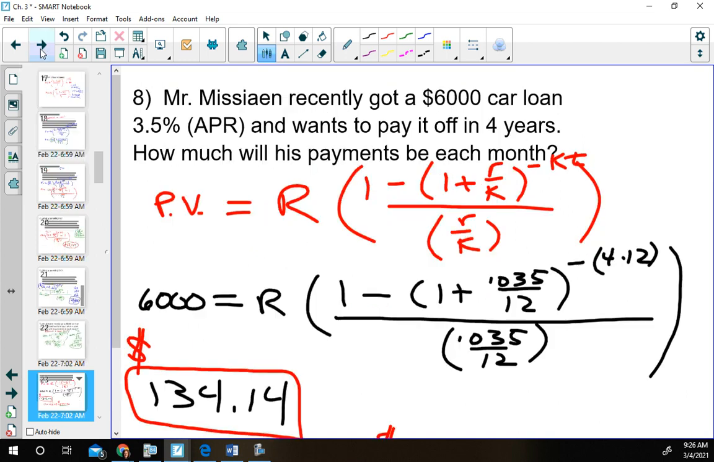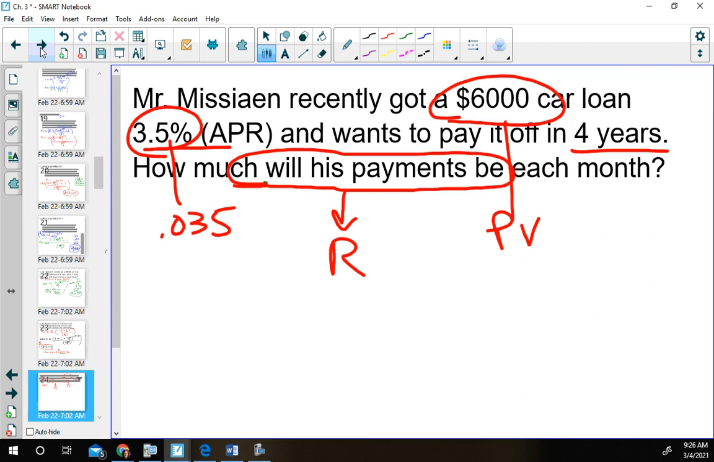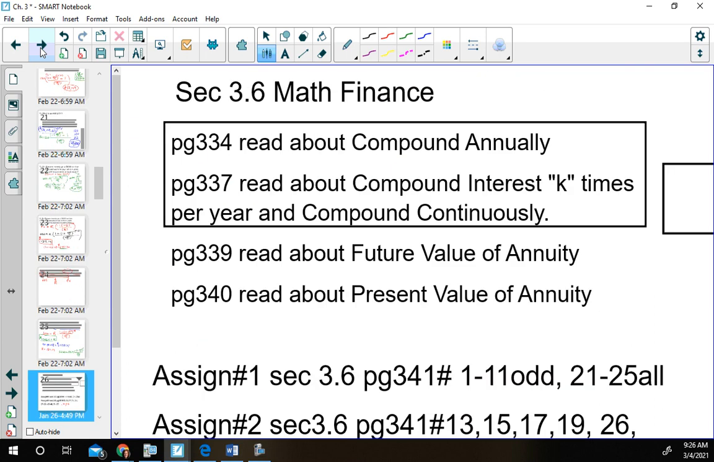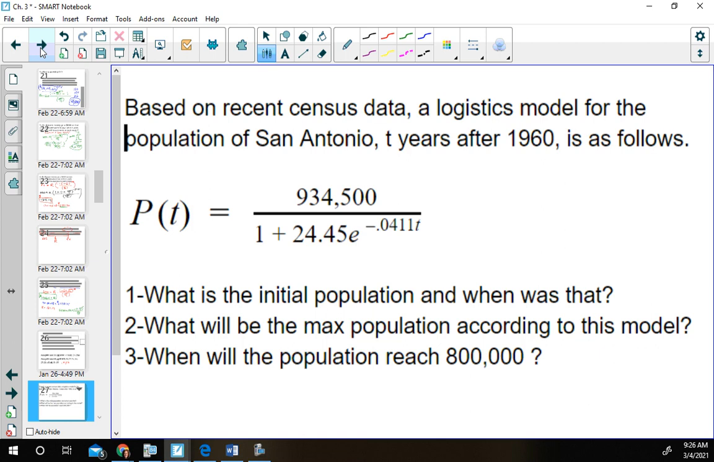All right, let's take a look at our next one. Here are the pages that you were asked to read about the equations. Based on the recent census data, a logistic model for the population of San Antonio 2 years after 1960 is as follows. What is the initial population and when was that? What will the max population be according to this model? And when will the population reach 800,000?